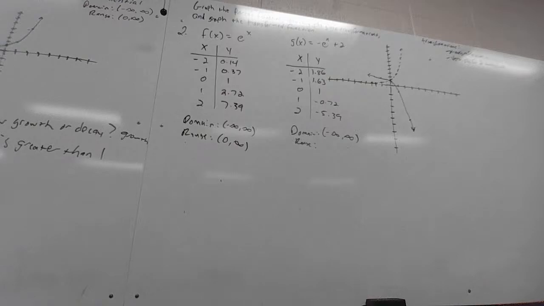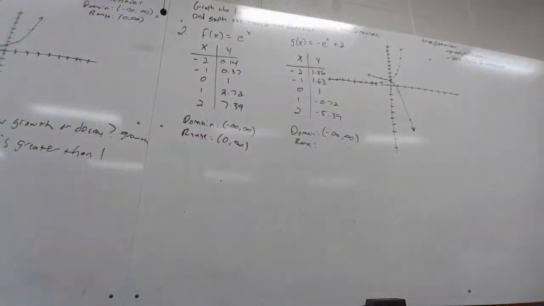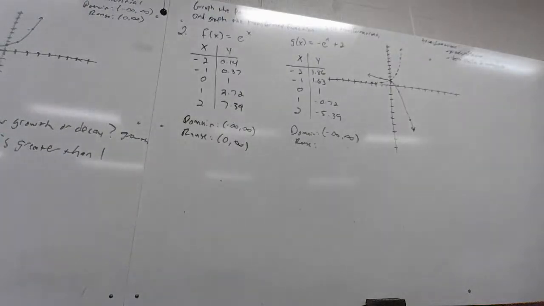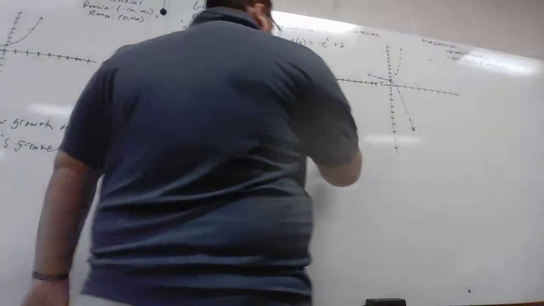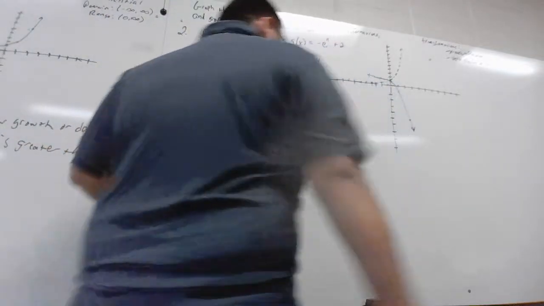But what else happened? We shifted that graph 2 units up. So the horizontal asymptote originally was at 0. When I made that x-axis reflection, that did not change. The range may have changed, but the horizontal asymptote did not change. But when I shifted it 2 units up, I also shifted up my horizontal asymptote. All right, so now my range starts at negative infinity, but now instead of ending at 0, now it ends at 2.